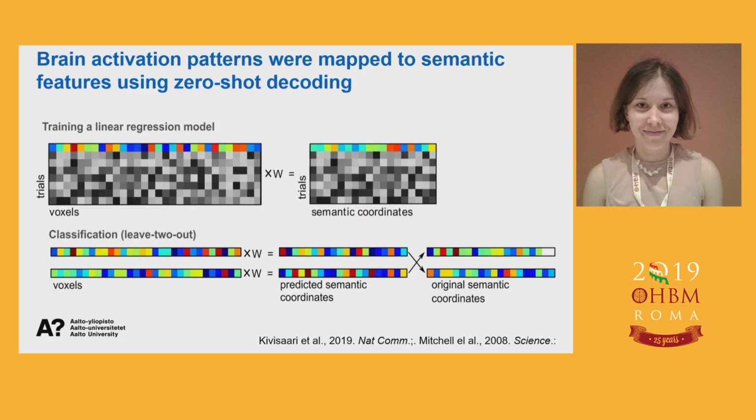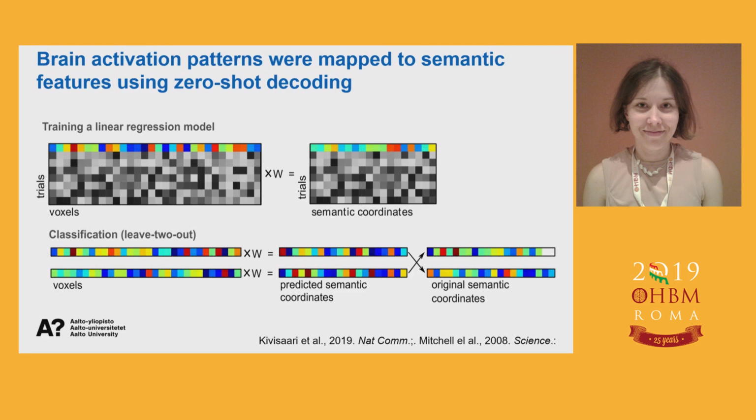And to answer this question, we used a zero-shot decoding model. We used this model to learn a mapping between the BOLD signal in each trial and the semantic coordinates of the items in those trials. In this illustration, the rows illustrate trials, and the columns illustrate either the beta value in a voxel for the fMRI pattern or a value of a semantic dimension for the semantic coordinate.